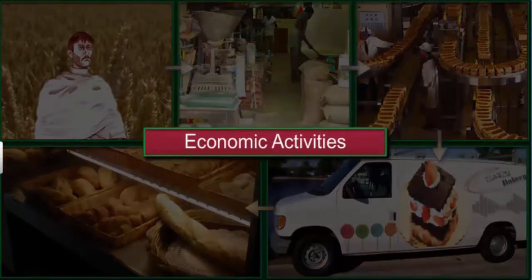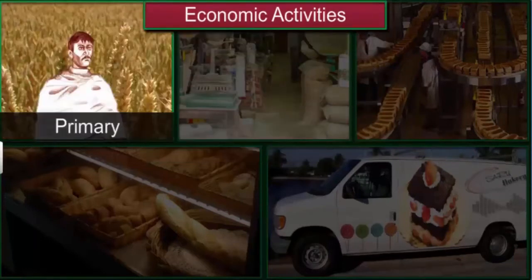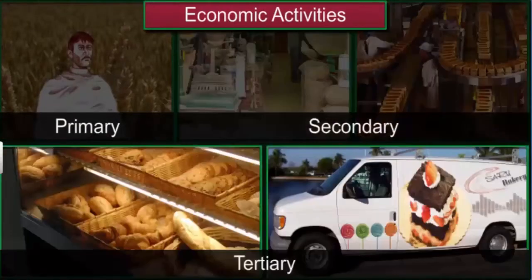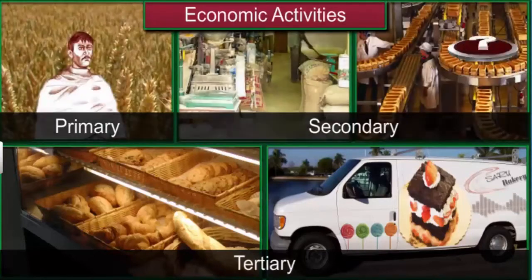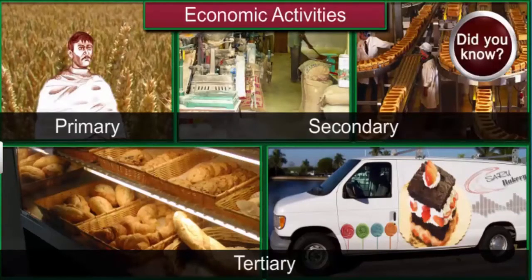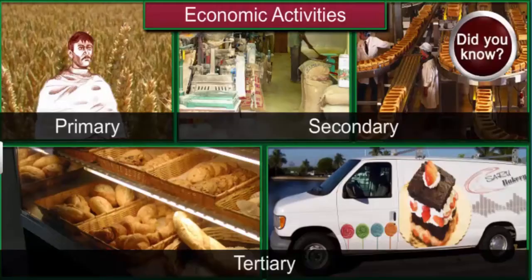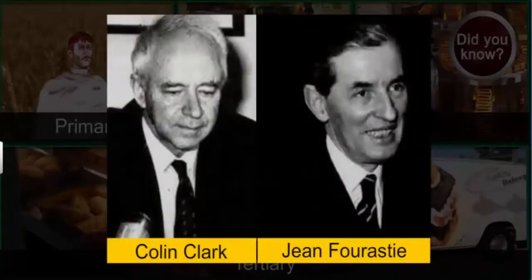Economic activities are classified into three different groups called the primary sector, the secondary sector, and the tertiary sector. Did you know the three-sector hypothesis that divides the economic activities into primary, secondary, and tertiary sectors was developed by Colin Clark, a British economist, and Jean Forestier, a French economist.